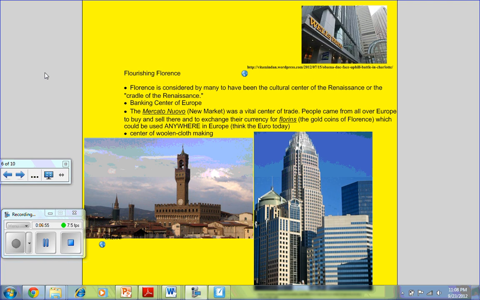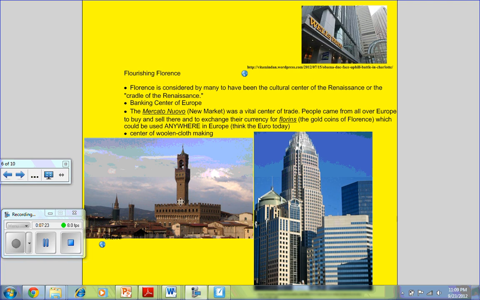Also, you can kind of compare Florence to our very own Charlotte, North Carolina. Down here you see a picture of Bank of America, one of the largest, if not the largest, banking center or bank in the United States. Also Wells Fargo, that used to be Wachovia. Many of you might have parents that work in some part of the banking industry. So this was key in Florence.